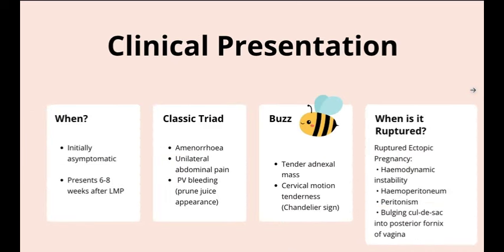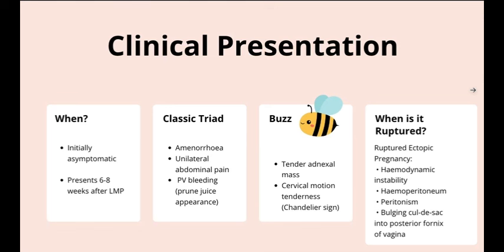So how does this patient present and what are the buzzwords? Initially the patient is asymptomatic, but around 6 to 8 weeks since the last menstrual period, the classic triad, which may or may not actually happen in reality, but is probably going to be what you see in a question, is amenorrhea, abdominal pain that's really on one side, and vaginal bleeding, and it's said to be described as a prune juice appearance.